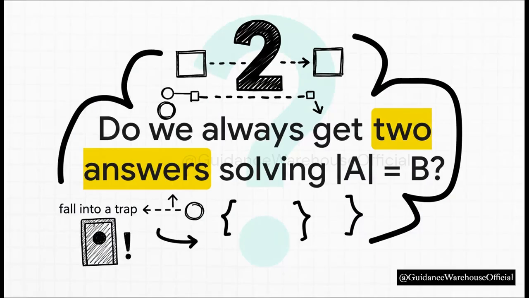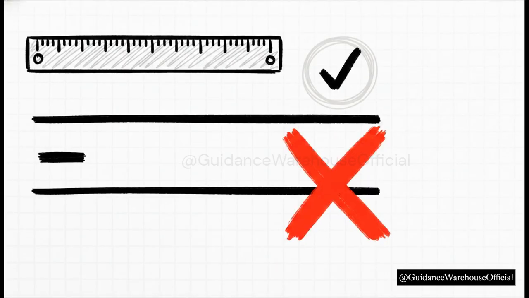Wait, this is really important. A lot of students fall into a trap right here. Should we always assume we'll automatically get two answers when we solve an absolute value equation? No, absolutely not. Because remember, absolute value represents distance, and distance cannot be negative. If your b is a positive number, sure, you get two solutions. If b is 0, you just get one solution, because there's no such thing as negative 0. But if b is a negative number, the equation has literally no mathematical solution. You can't have a distance of -5.